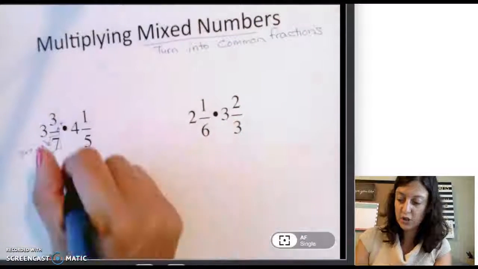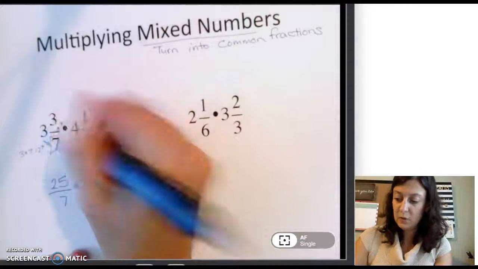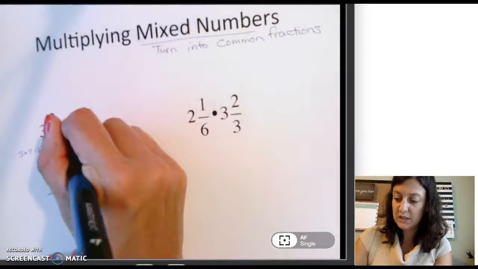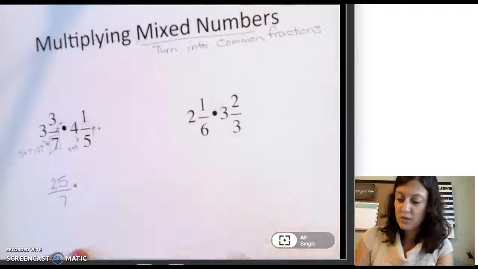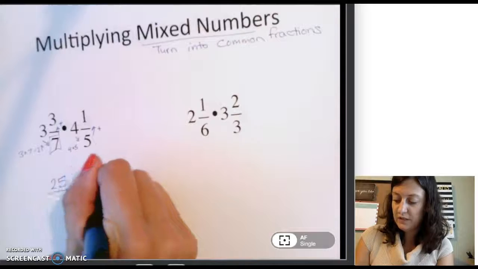The denominator stays the same. That doesn't change. Times 20. 4 times 5 is 20, plus 1 is 21 fifths.